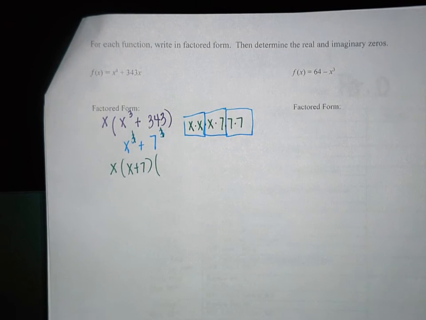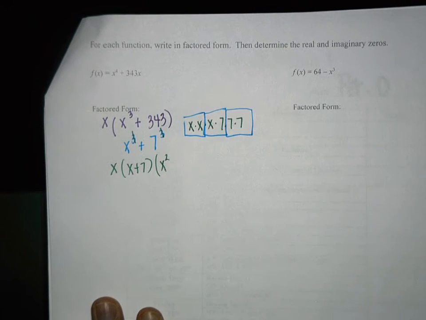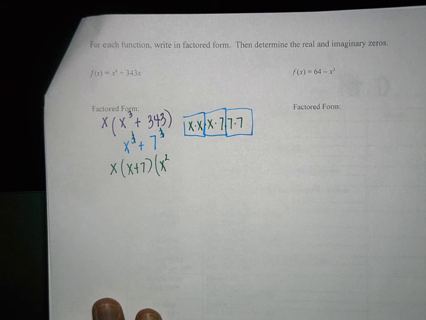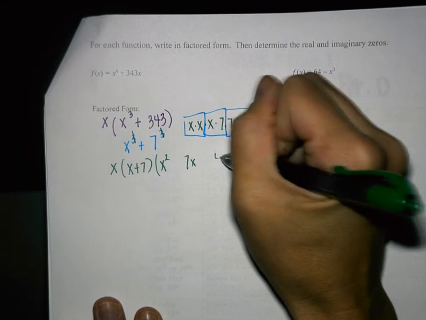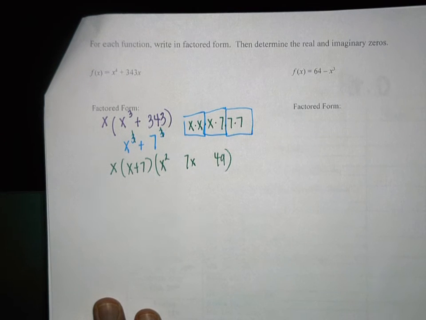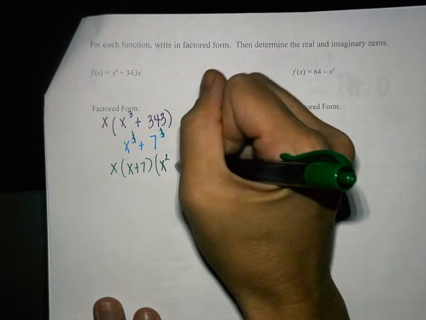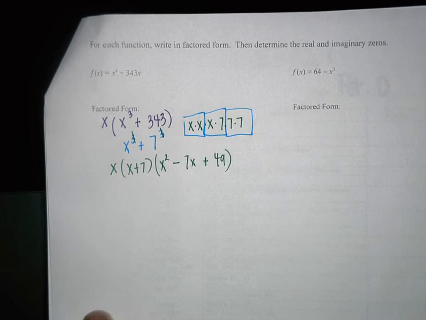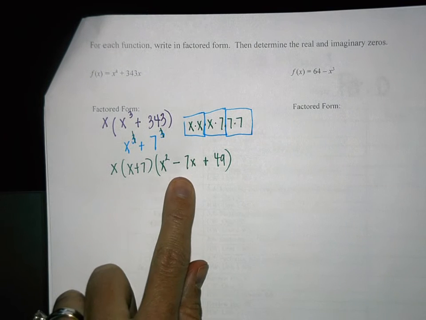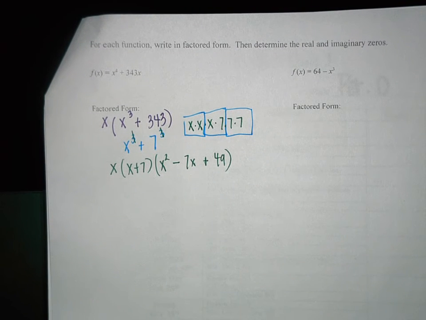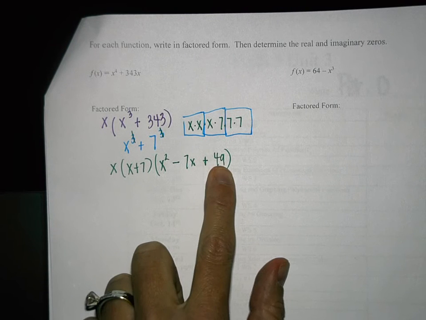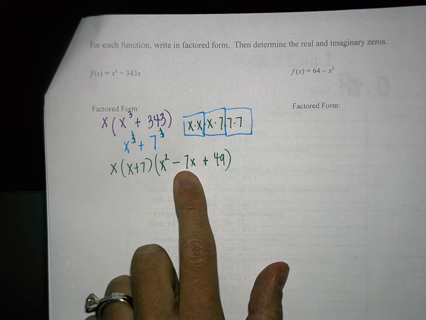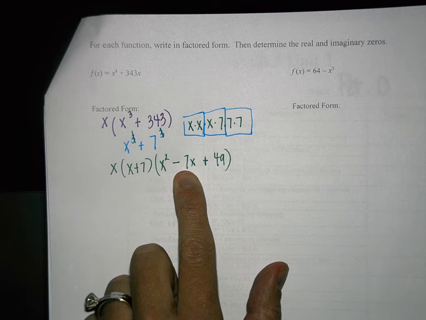X times x is x squared. X times 7 is, and 7 times 7 is, and what goes in there? Perfect. Same sign, opposite sign, always positive. Okay, now we know that nothing multiplies to be 49 and adds to be -7. We can use the quadratic formula though when we set this equal to 0.